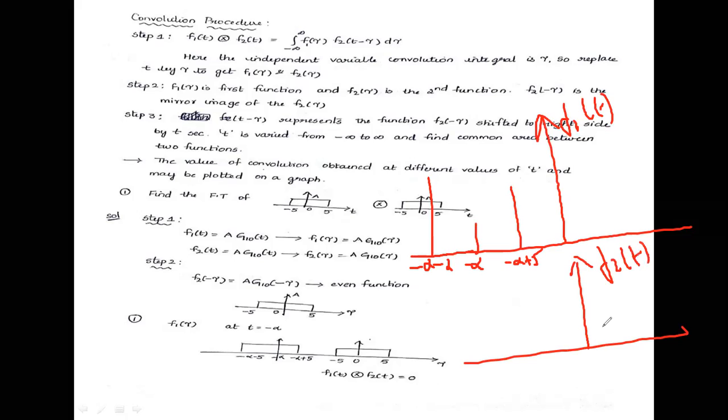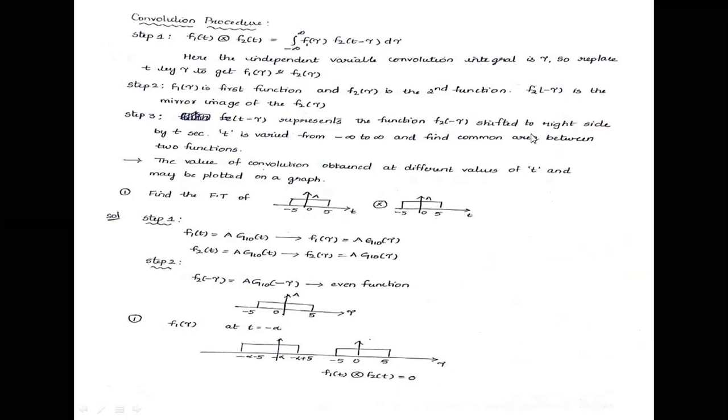What values does f2 of t have? Here 0 is there, and 0, 5, plus 5 and minus 5 have the values now. So at plus 5 there is no value: a into 0 is 0. At 0, a into 0 is 0. At minus 5, a into something is 0. But at minus infinity and minus 5, there the 0 is there, so value into 0 is 0. Having some value into 0 is 0. Totally the convolution becomes a 0 value. Understood by the students?